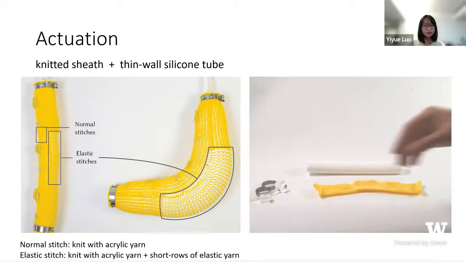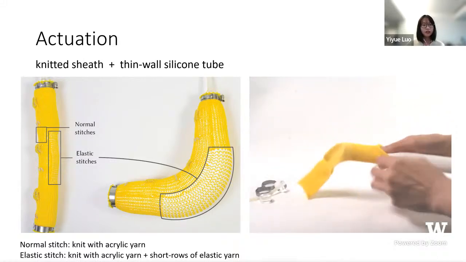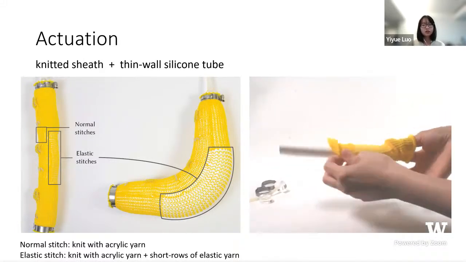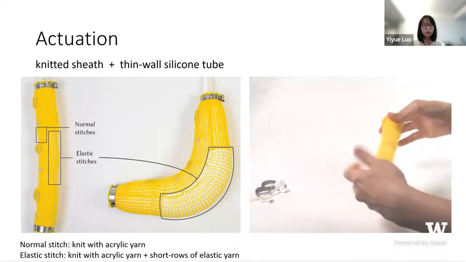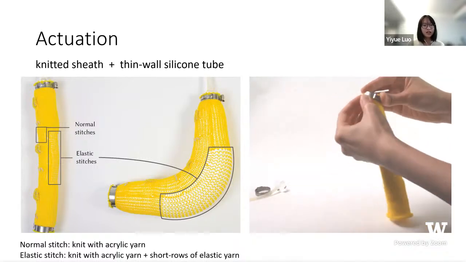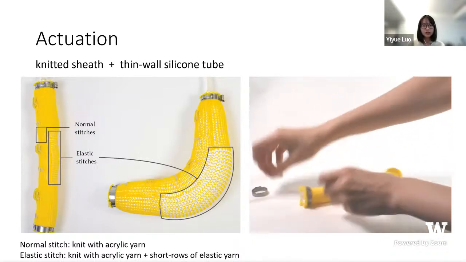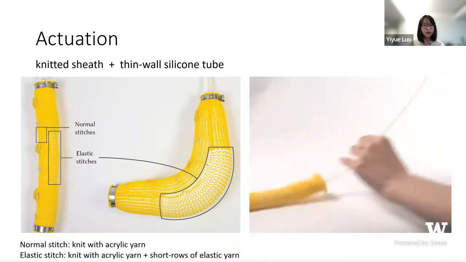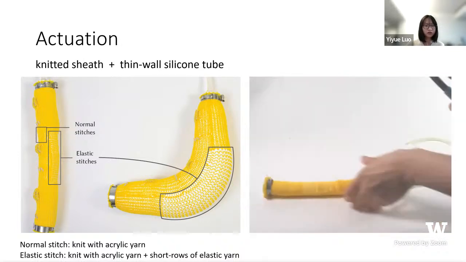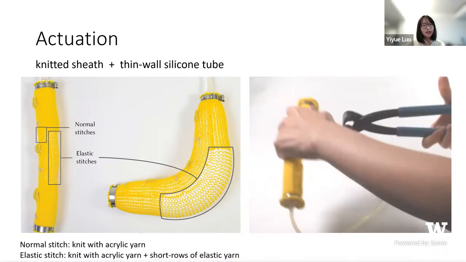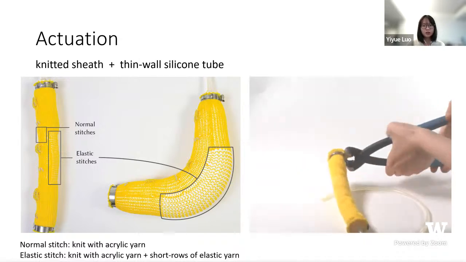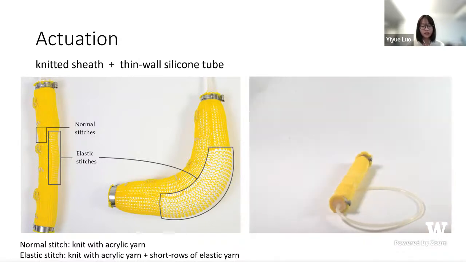As an example, in the tube over here, the front of the tubular knits is constructed with normal knits with normal acrylic knitting yarns, and the back is integrated with some elastic yarns shown in the curved box over here. The elastic yarns are about 100 times more extensible than the normal acrylic yarns.